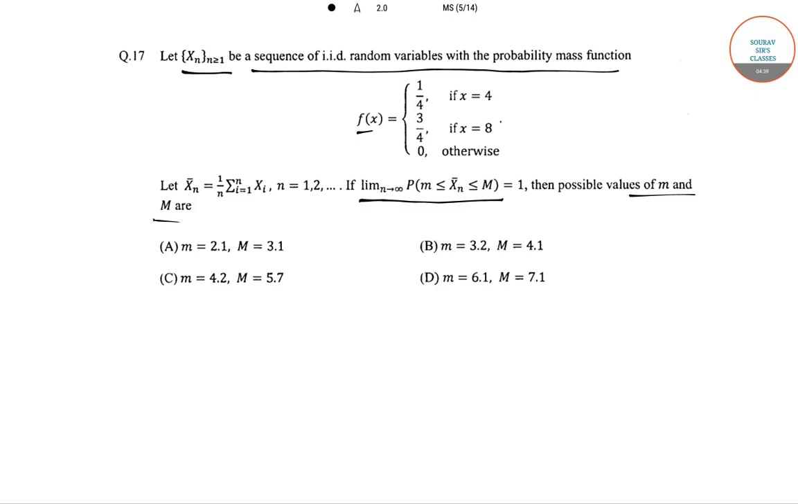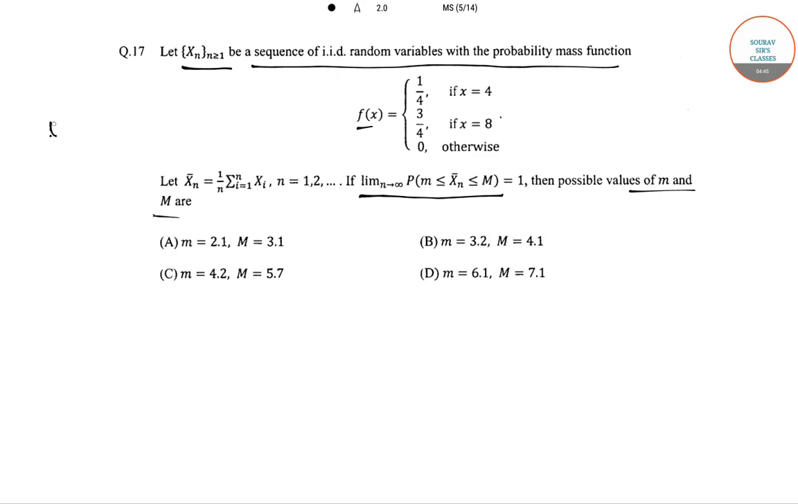We have already been provided with the PMF of x. So now let us calculate expectation of x, which can be calculated as 4 into 1 by 4 plus 8 into 3 by 4, which is equal to 1 plus 6 is equal to 7.